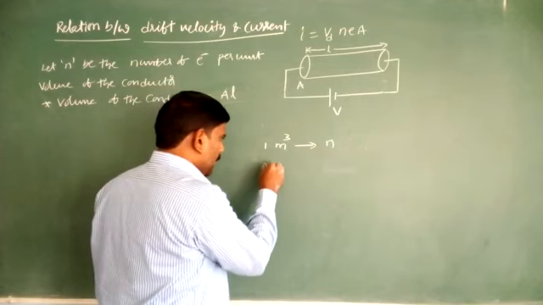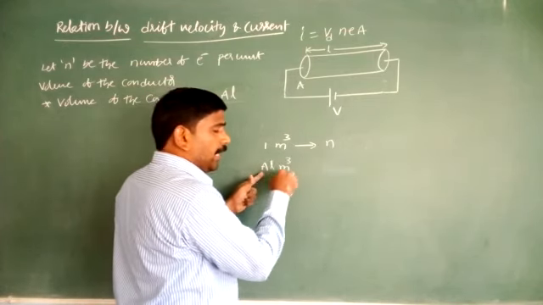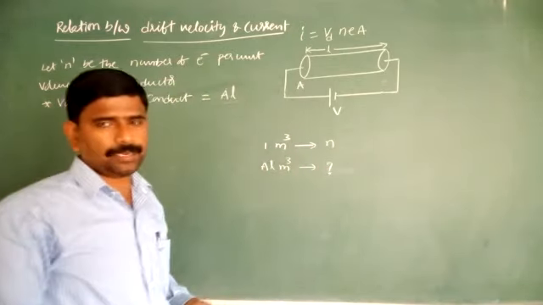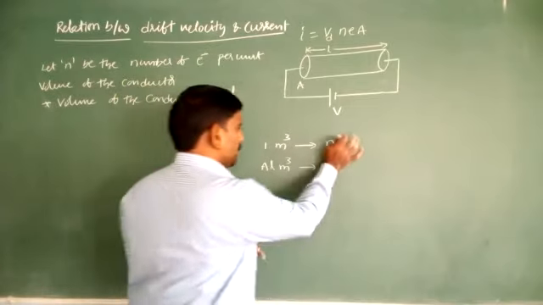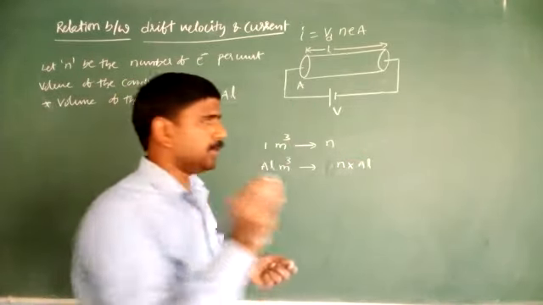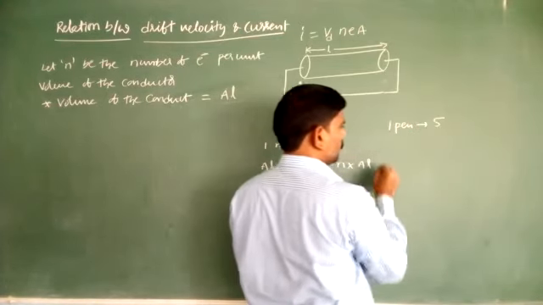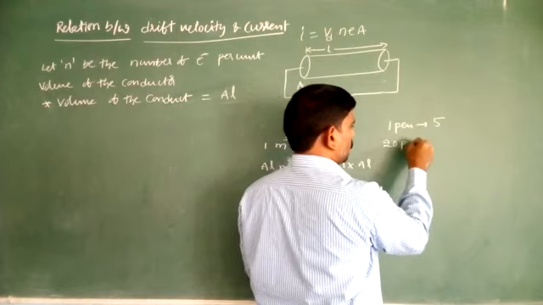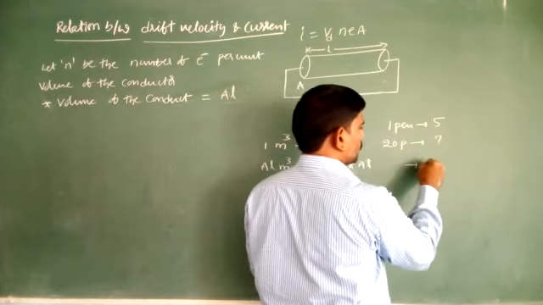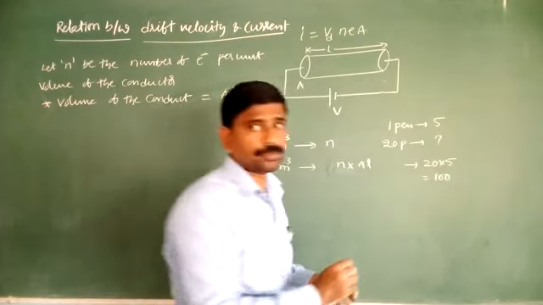Therefore, AL meter cube volume of the conductor consists of how many electrons? That is nothing but N into AL. Like a simple way: 1 pen cost is equal to 5 rupees. 20 pens cost is equal to how much? That is 20 into 5, which is equal to 100 rupees.